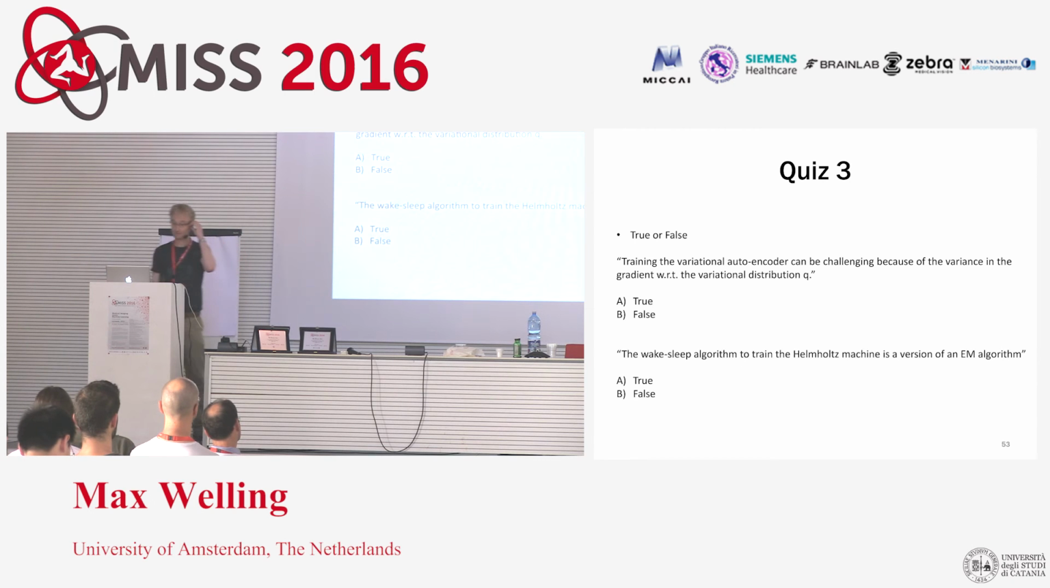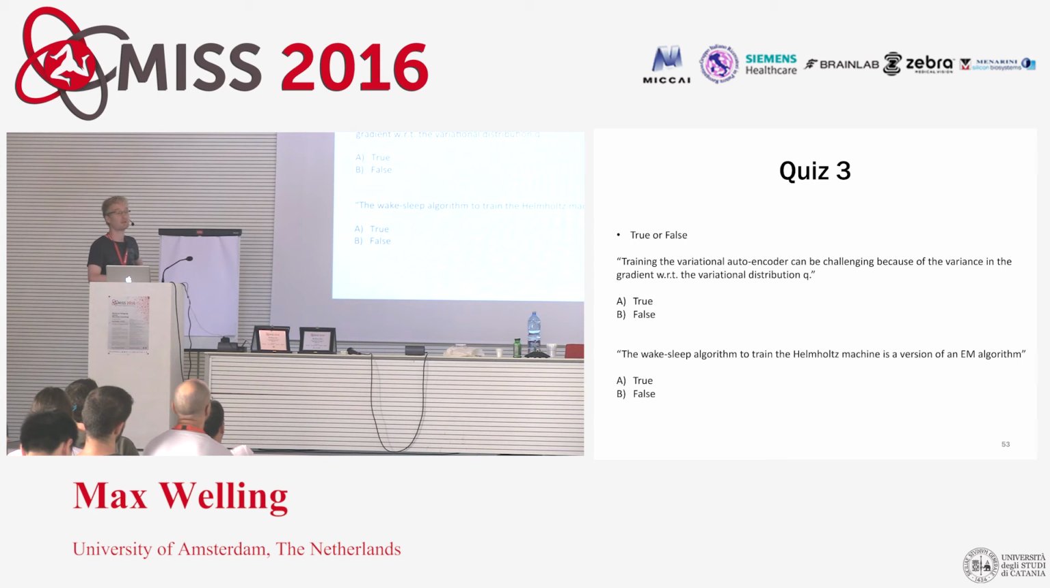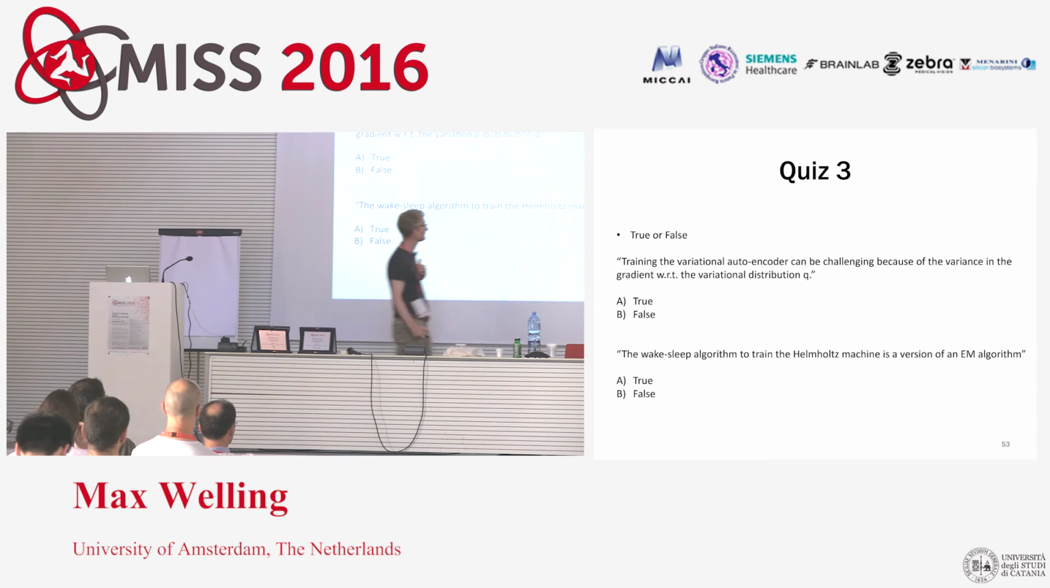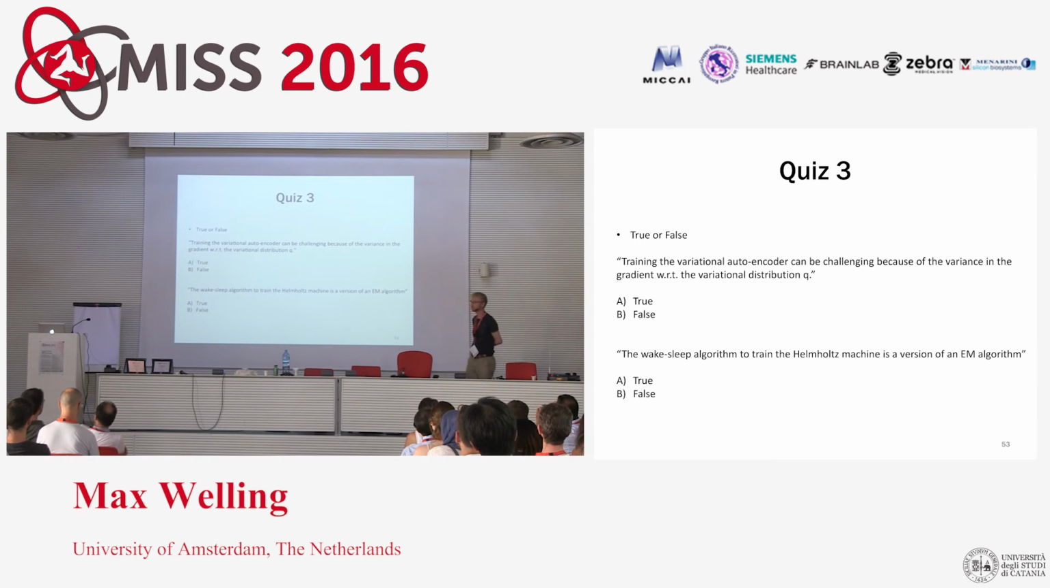So now we have another quiz. Training the variational autoencoder can be challenging because of the variance in the gradient with respect to the variational distribution Q. And the wake-sleep algorithm to train the Helmholtz machine is a version of an EM algorithm. I've said these things almost literally, so if you've paid attention, you can know.